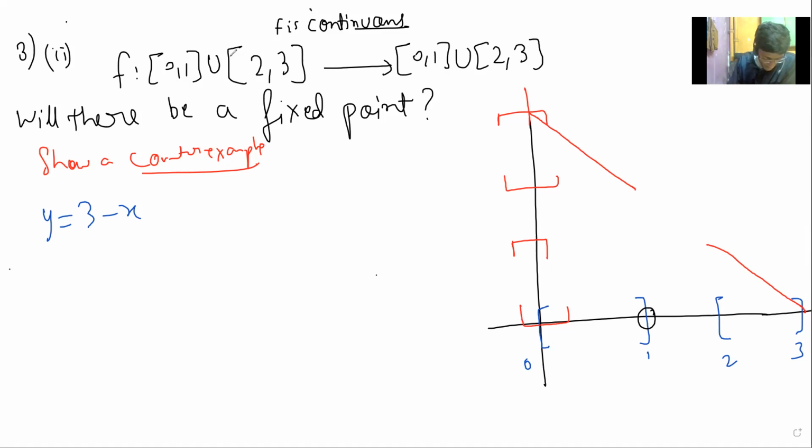Yeah, f is continuous is written. Yeah, and that's why. So you have to take this domain.